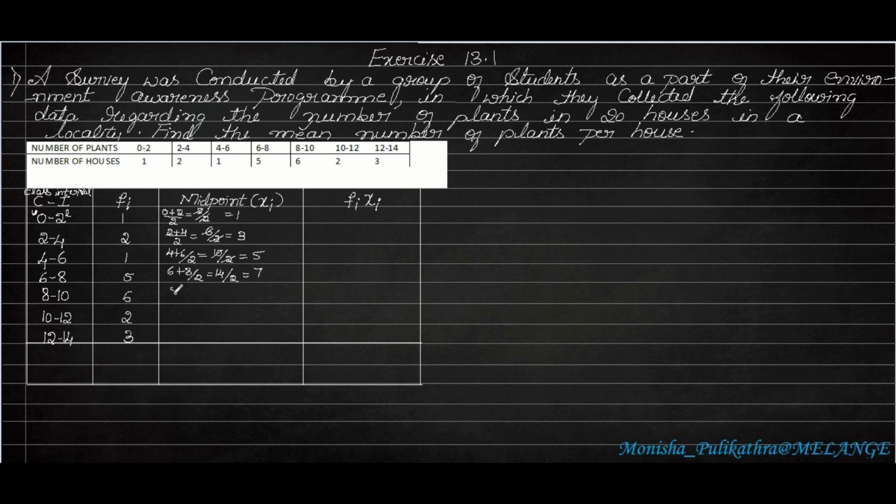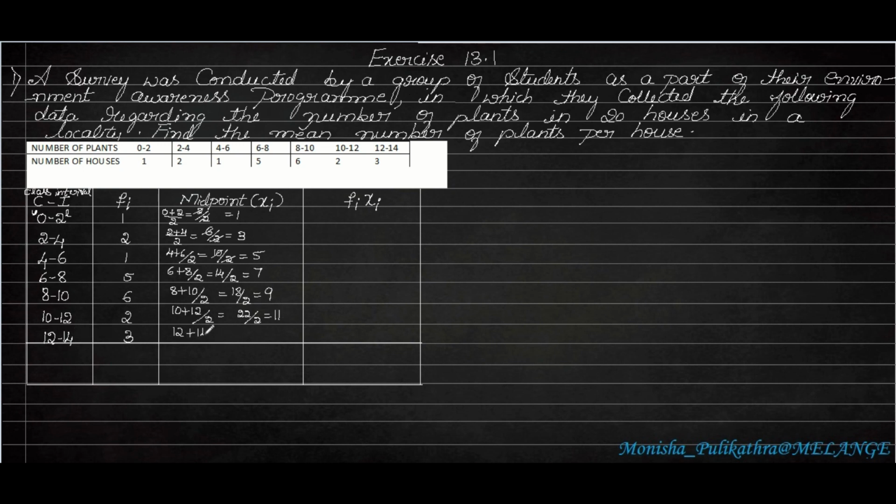Next 8 and 10. 8 plus 10 is 18, divided by 2, that is 9. Next 10 and 12. 10 plus 12 is 22, divided by 2 is 11. Next is 12, 14.